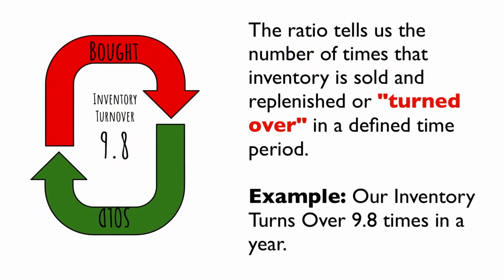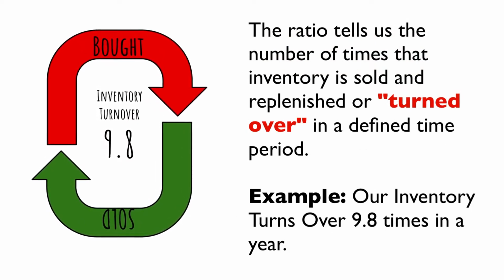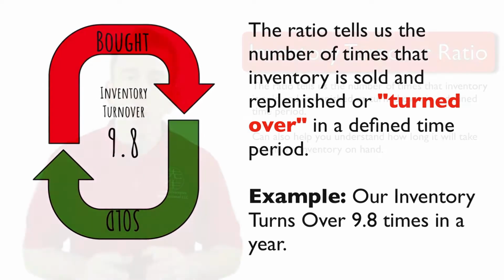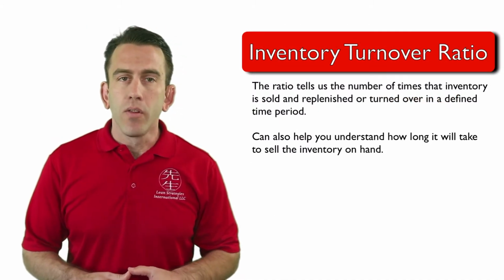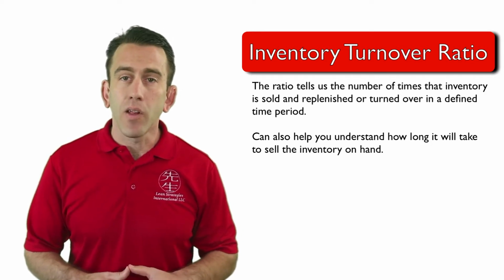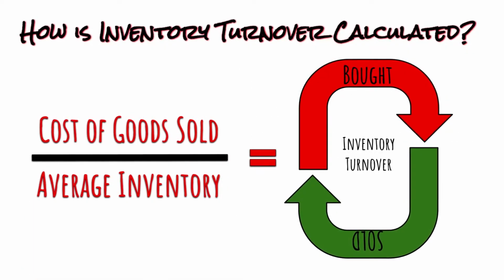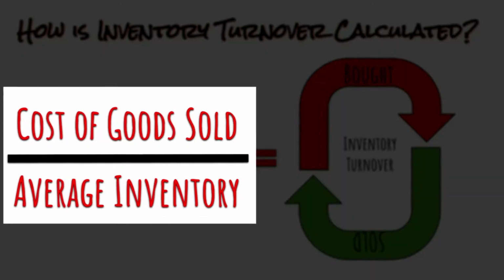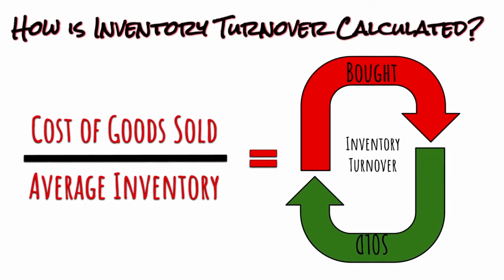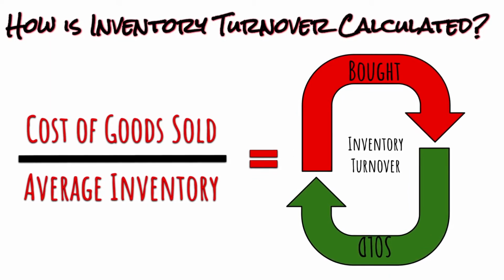Put very simply, the ratio tells us the number of times the inventory is sold and replenished or turned over in a defined period of time. With this in mind, many organizations also use the ratio to help them understand how long it will take to sell the inventory they have on hand. The inventory ratio divides two numbers, which are cost of goods sold and average inventory. The output of this formula tells an organization how many times inventory turns over in a specific period of time.